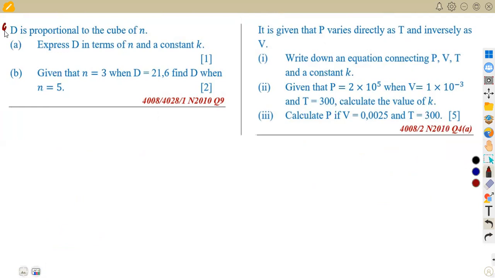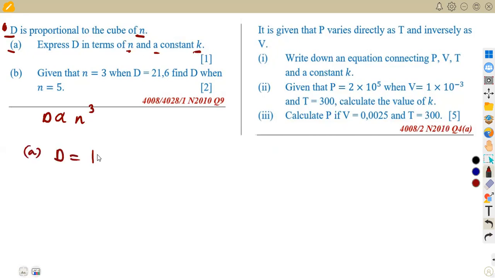All right, then on this other part, we are given that d is proportional to the cube of n. So there we are given that d is proportional to the cube, that is to the exponent of 3, the cube of n. So the first part is to express d in terms of n and a constant k. So we need the constant this time.